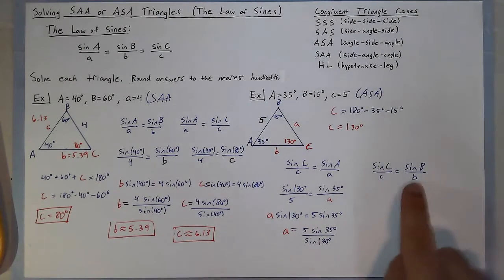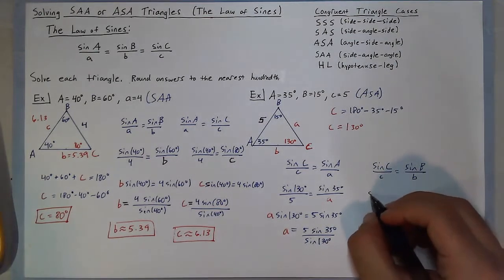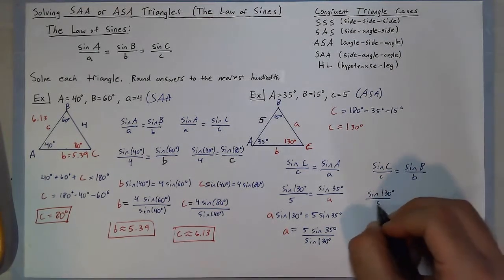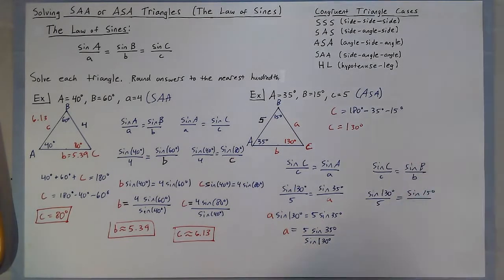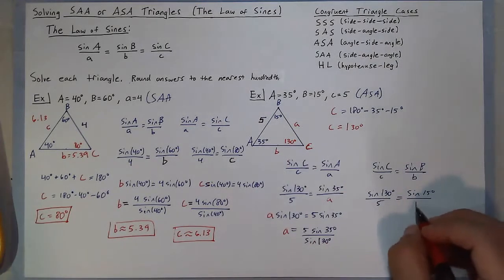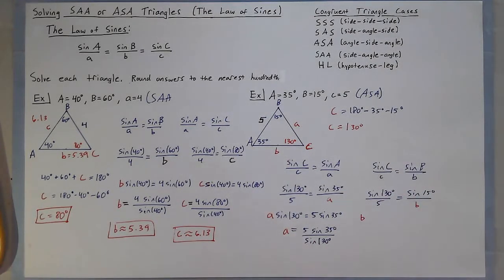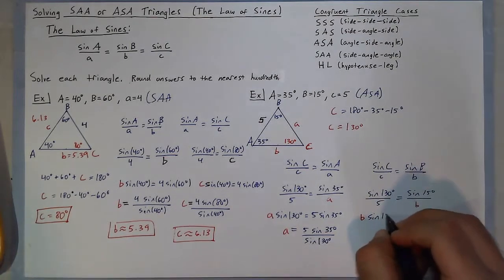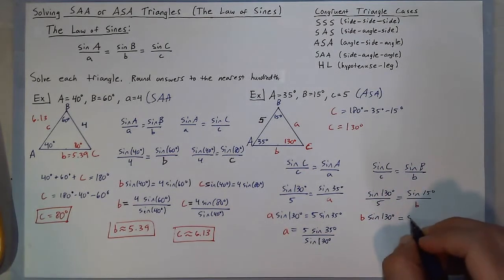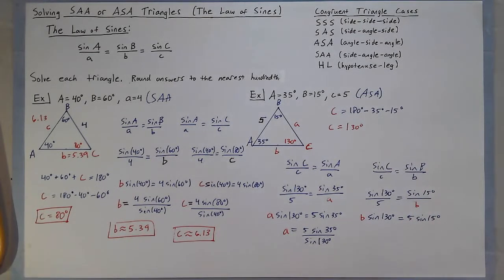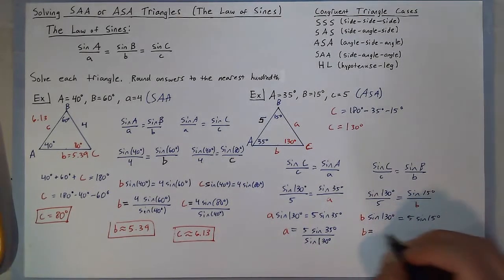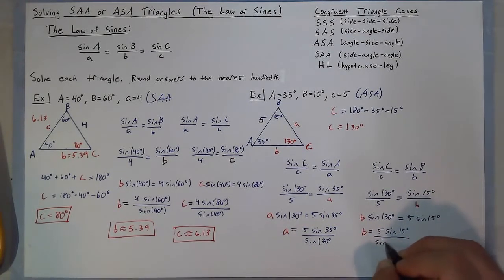Then on the right, I can do the same thing. I can get sine of 130 degrees over 5 is equal to sine of 15 degrees over side B, which I'm also looking for. Cross multiplying, I'll get B times sine of 130 degrees is equal to 5 sine of 15, which means that B by itself, after dividing by sine of 130, is equal to 5 sine of 15 degrees over sine of 130 degrees.